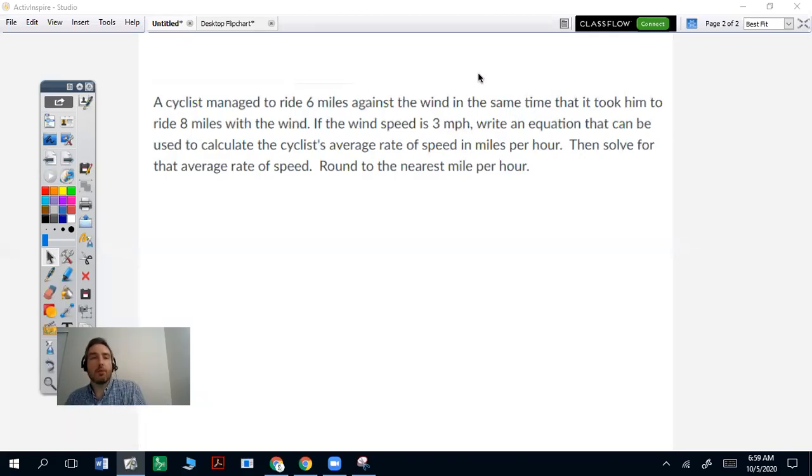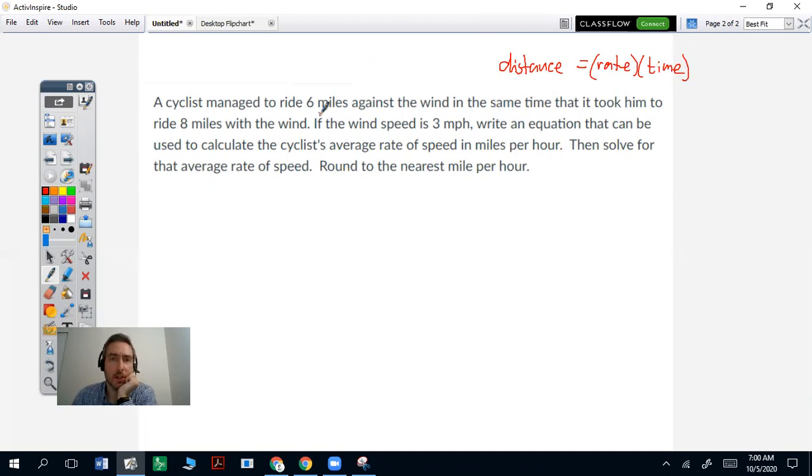Okay, this is a rate problem. So one of the things I want you to remember is distance of anything traveling is always going to be equal to the rate multiplied by how long it takes, so the time. Remember that as we solve this problem.